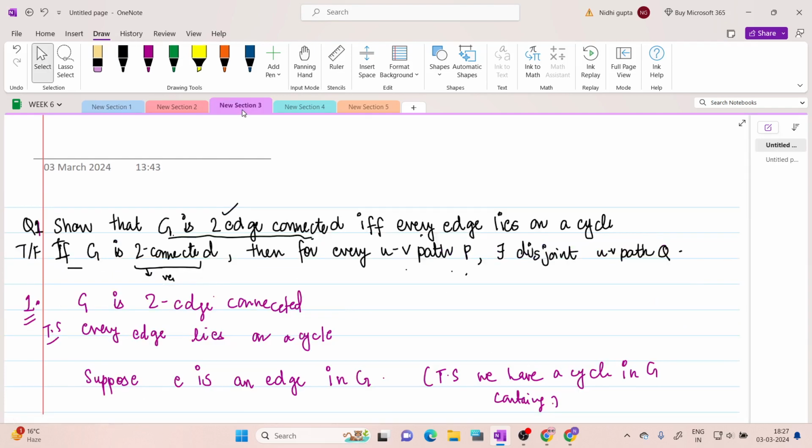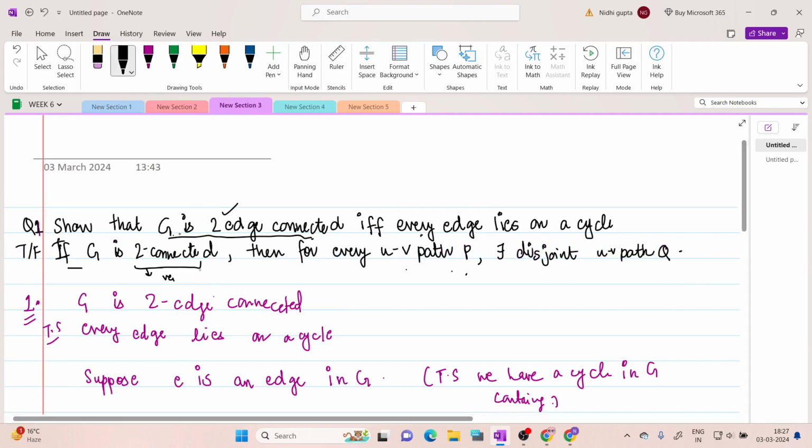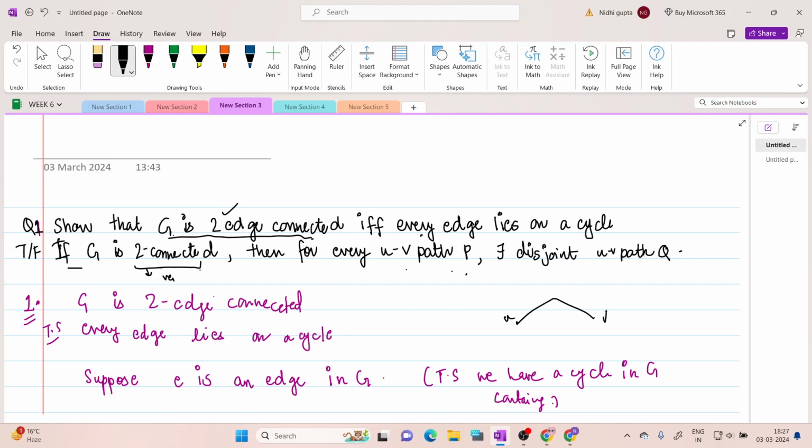But this statement is saying something else. This is saying that if G is 2 connected, then if I take any path UV, now I am specifying a path, that given a path P, I can find a path Q which is disjoint. But my definition was saying that for UV, there is a path P1 and P2 which are disjoint. But this is saying that if I am given a path P, then also I can find a path Q which is disjoint from P. So this statement is different from the statement which is mentioned.